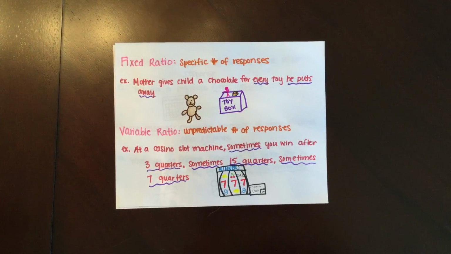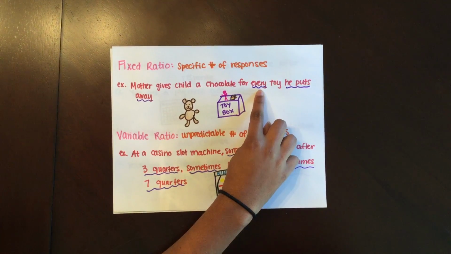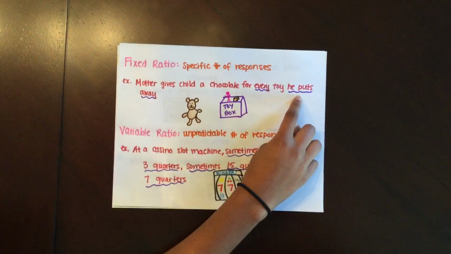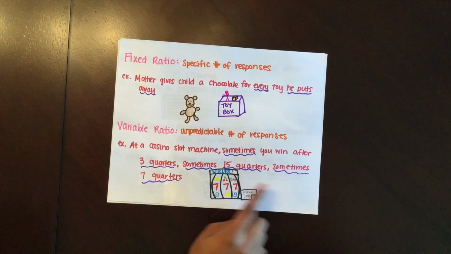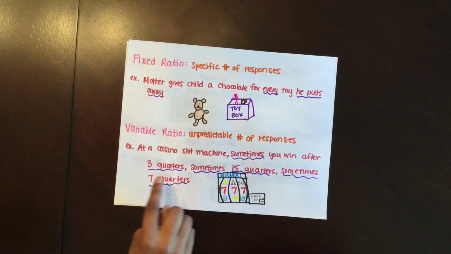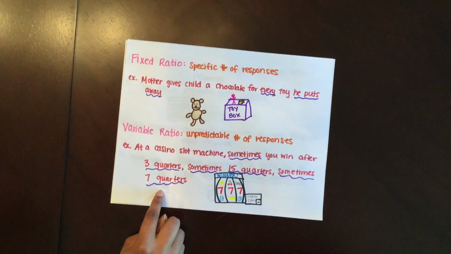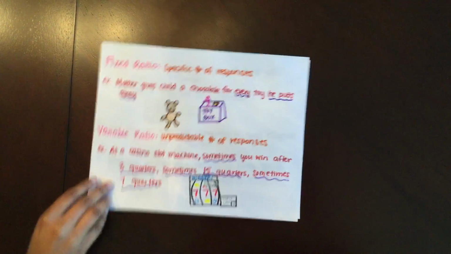sometimes after 7 quarters. The every in this example emphasizes specific, and he puts away emphasizes responses. The sometimes in this example emphasizes unpredictable, and the 3 quarters, 15 quarters, and 7 quarters emphasizes the ratio or responses.